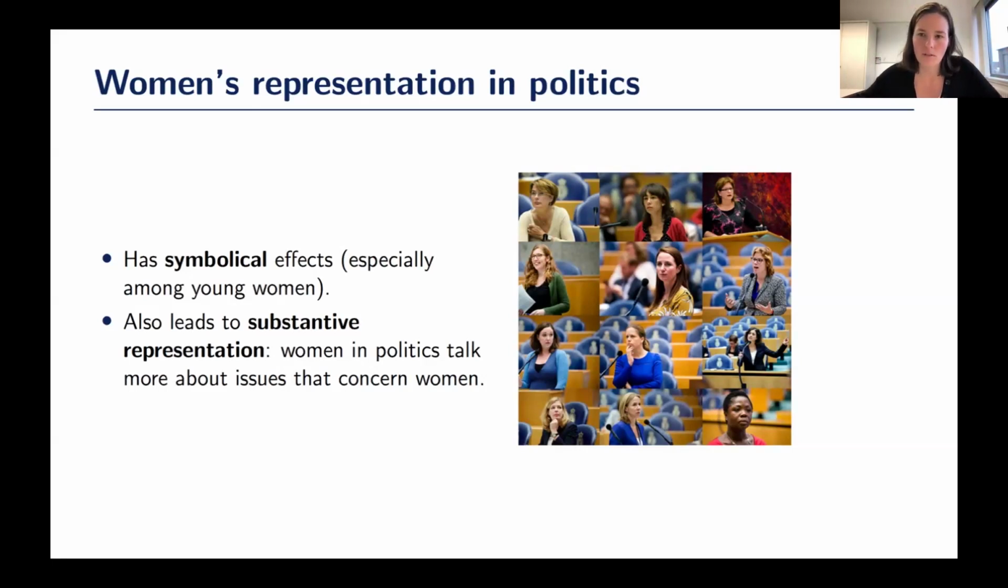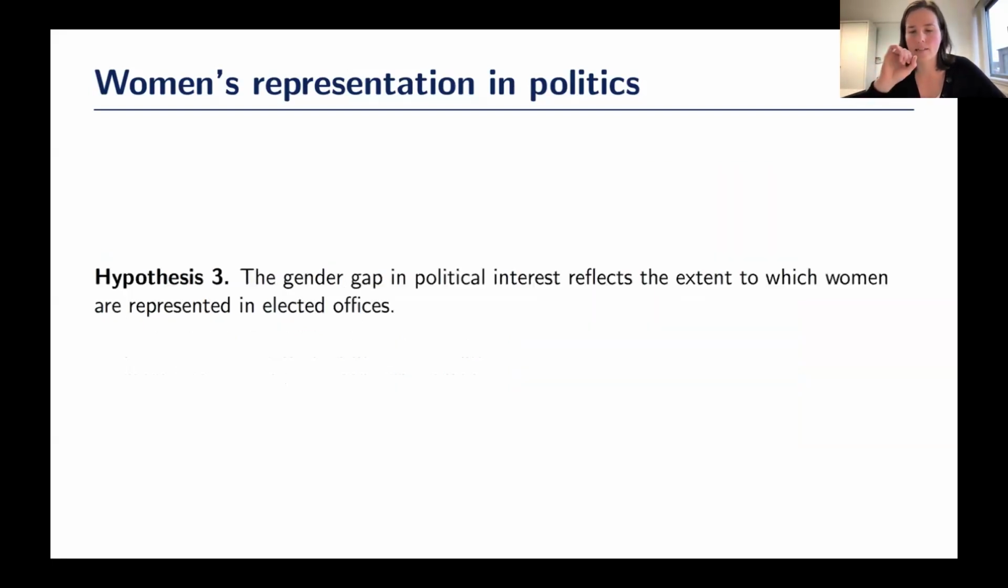That descriptive representation, so numbers of women in politics, can also have substantive effects and can lead to a better substantive representation of women, in the sense that when there are more women elected in parliament, there's more discussion of issues that are important to women. And if there's more discussion, you think that, well, politics cares about people like me as well, so that women realize that politics is for them as well, and again, develop more political interest as a result of it. So this leads to the expectation that this gender gap in political interest reflects country level differences in the extent to which women are represented in elected offices.